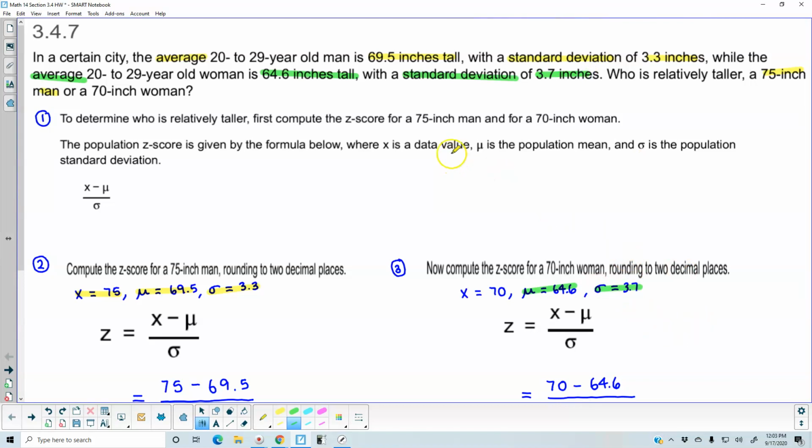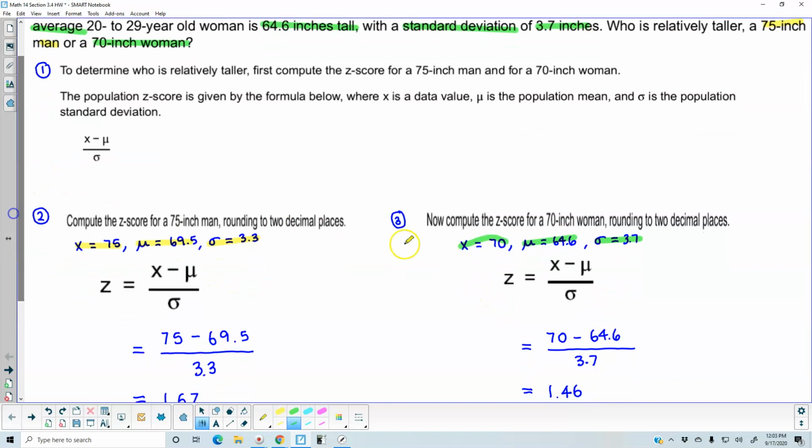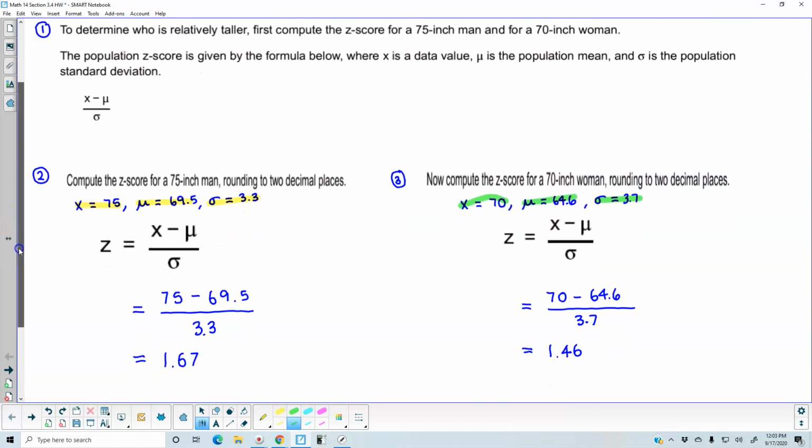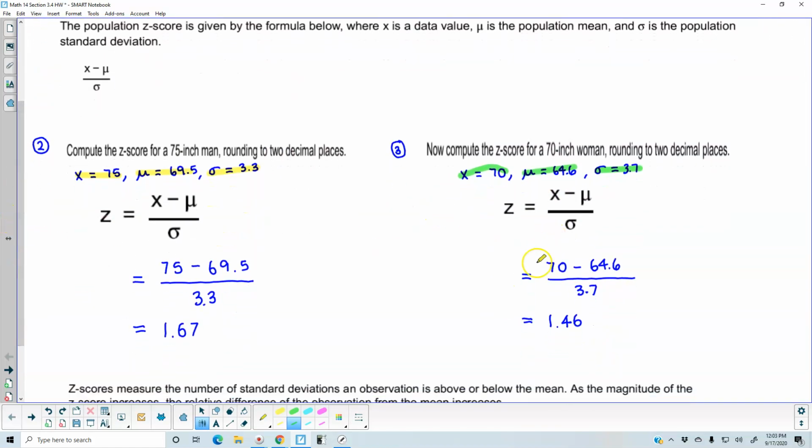And then we can see that the data value for the woman is a 70-inch woman. So that means x is going to equal 70. And what we're going to do is plug that into the formula to find the z-score. Well, z is going to equal 70 minus 64.6 divided by 3.7, which gives us 1.46.